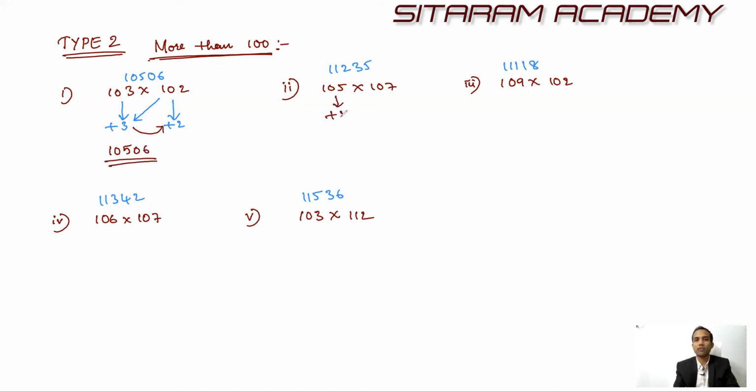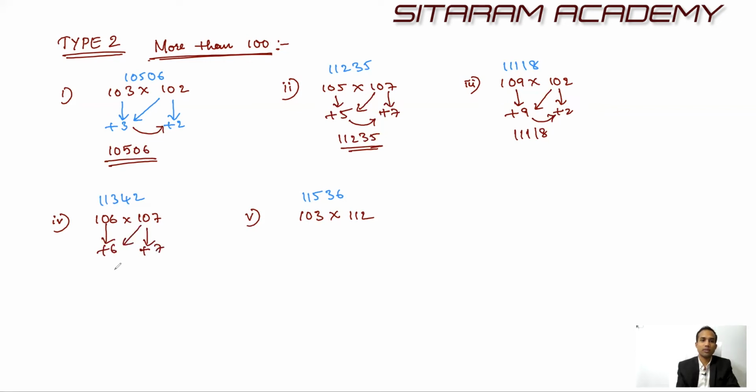Here, how much is this more? 5 more than this, and this is 7 more than this. 107 plus 5 is 112, and 7 5s are 35. 11235. And this is 9 more than 100. This is 2 more than 100. 102 plus 9 is 111, and 9 2s are 18. So this is 6 more than 100, and this is 7 more than 100, and 107 plus 6 is 113. 6 7s are 42. We'll write here. This is 3 more than 100, and this is 12 more than 100, and 112 plus 3 is 115. 12 3s are 36.